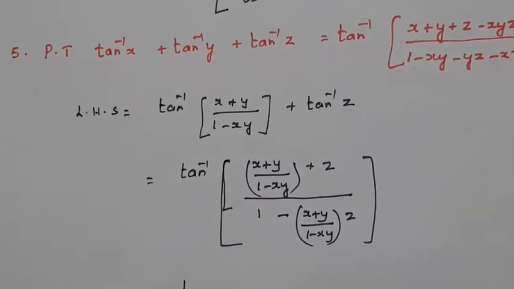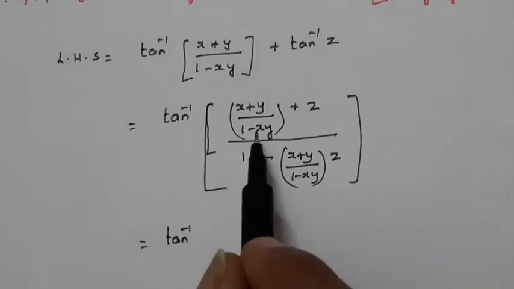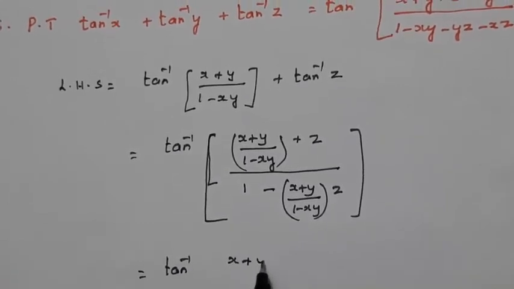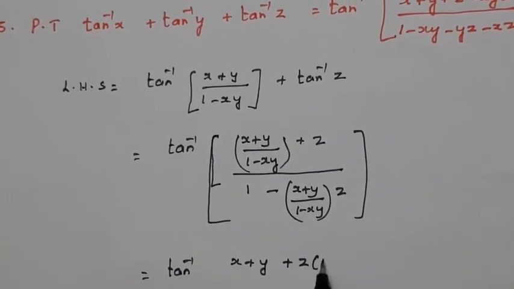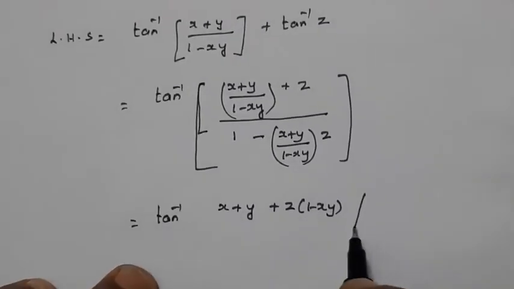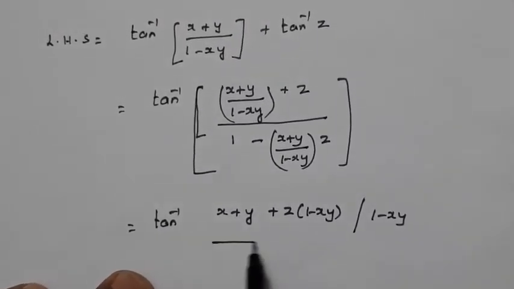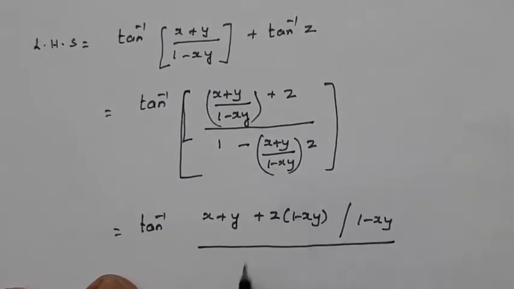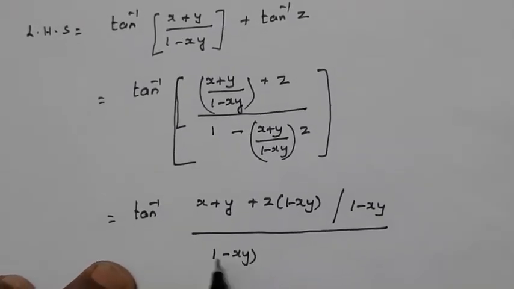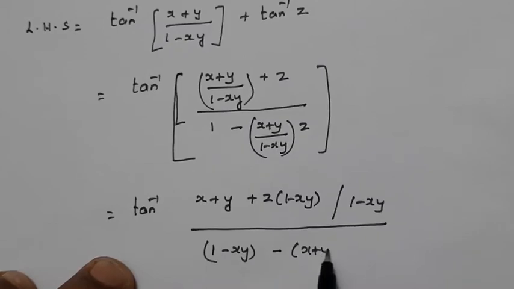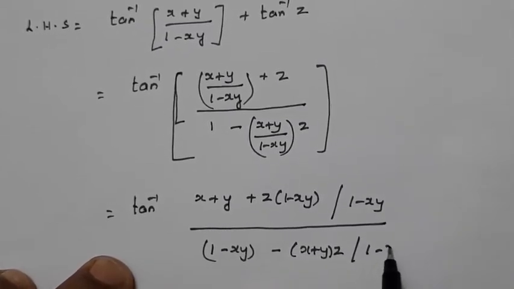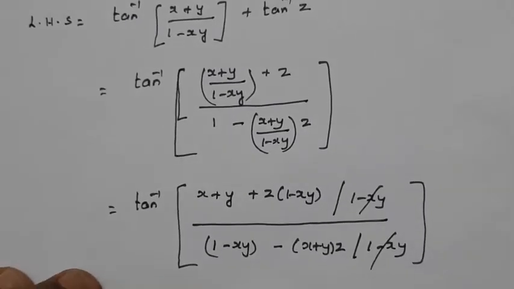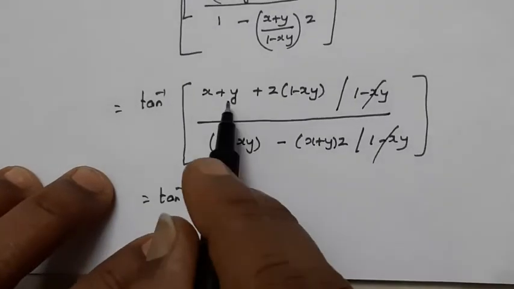Now, let us simplify and get the required right hand side. By taking 1 minus xy as the LCM in the numerator, you will have the numerator as (x plus y plus z into (1 minus xy)) divided by (1 minus xy). Then, for the denominator also, let us take 1 minus xy as the LCM, so 1 is to be multiplied with it. So, (1 minus xy minus (x plus y) into z) divided by (1 minus xy). Now, the common denominator gets cancelled. That is tan inverse of, then multiply z.